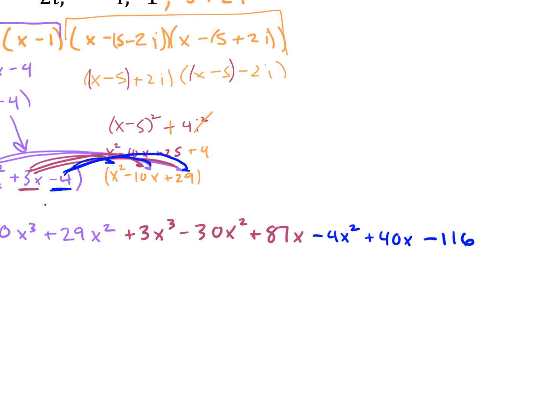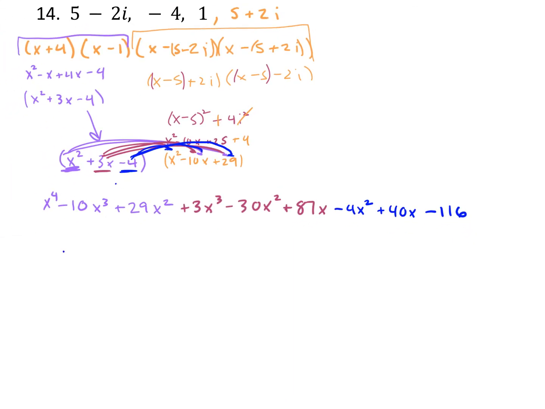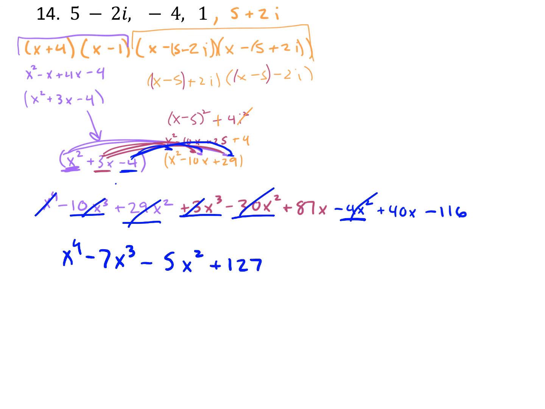And then from here, I combine my like terms. So I only have one x to the fourth power. Then I have x cubed. So negative 10x cubed plus 3x cubed would be negative 7x cubed. Then x squared. So 29 minus 30 would be negative 1. And then minus 4x squared would be negative 5x squared. Then 87 plus 40 would be 127x. And then minus 116.